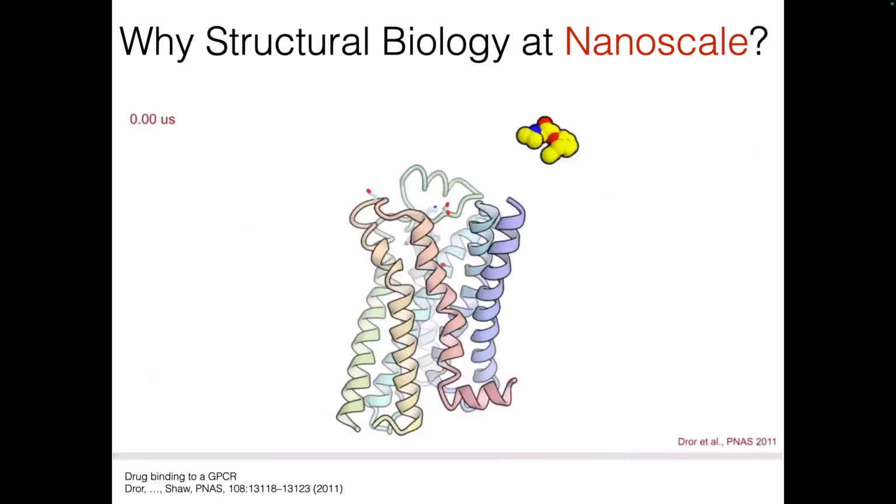Here's another example. A very important class of receptors, GPCRs. We had the structure for the GPCR, but we didn't have it in the ligand-bound form. And the group of D. E. Shaw, in 2011, a year after we published those papers, looked at the spontaneous drug binding.